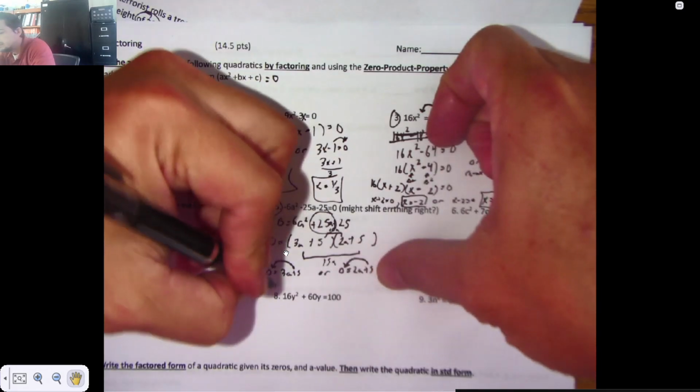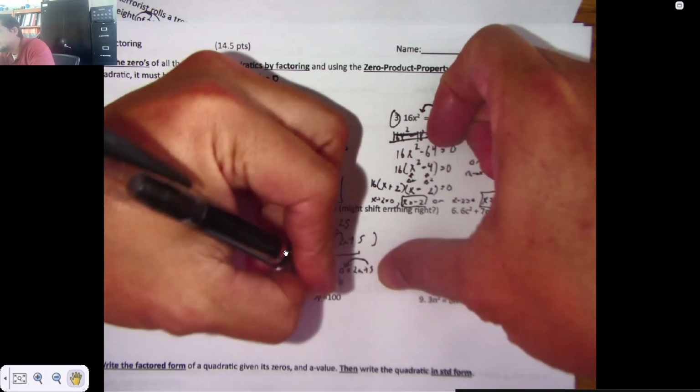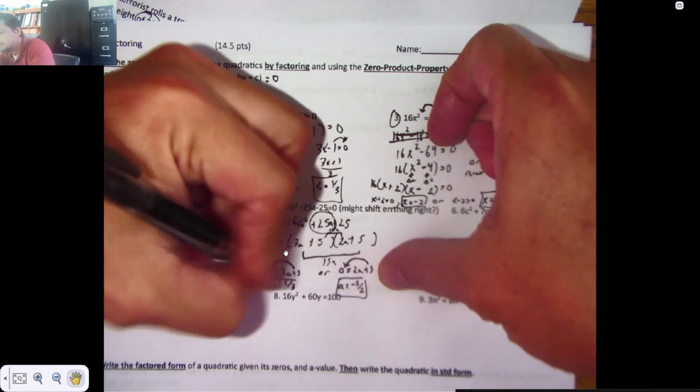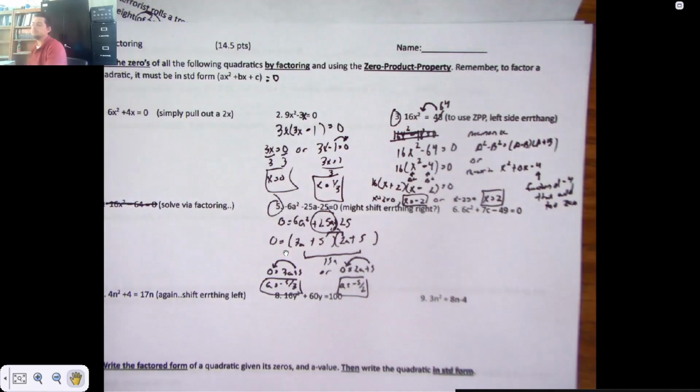This will be a is negative 5/3 when everything is said and done, and this will be a is negative 5/2 when everything is said and done. So, two answers. Nothing wrong with that. Anything else look interesting on this? I really want you to do the majority of the factoring by yourself. So I'm going to stop there.